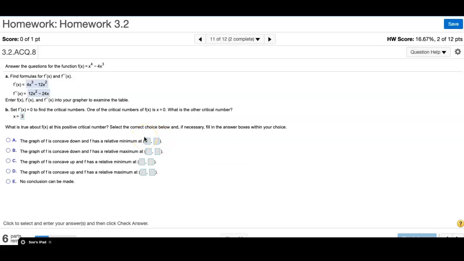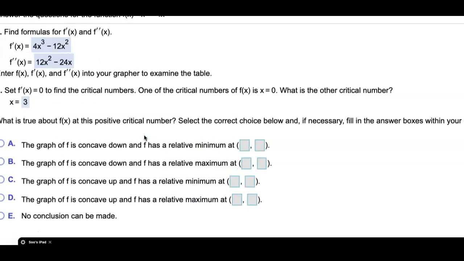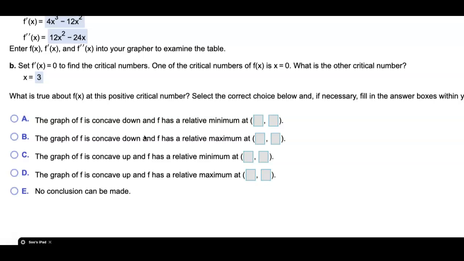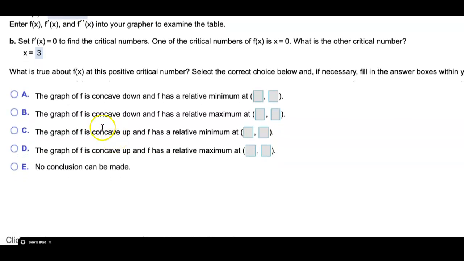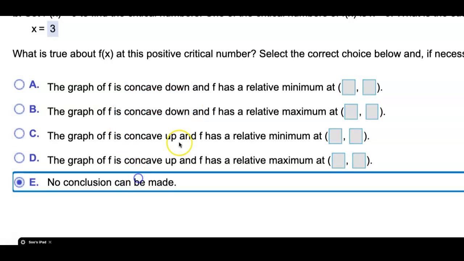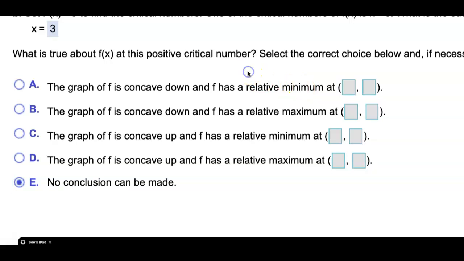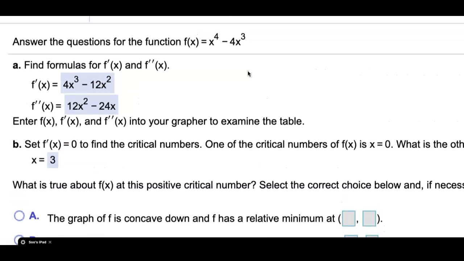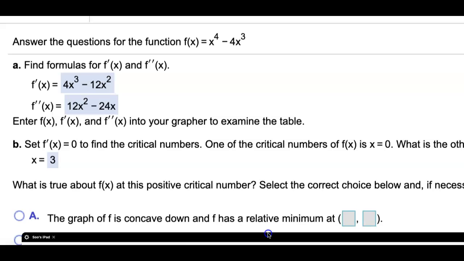What is true about f of x at this positive critical value? So what are they asking for? What's true about it? Oh, it looks like they want us to examine its concavity. Concave down, and so on. And also to tell if it is a relative minimum or relative maximum. So what I will need to do is plug this positive 3 into the second derivative, okay?